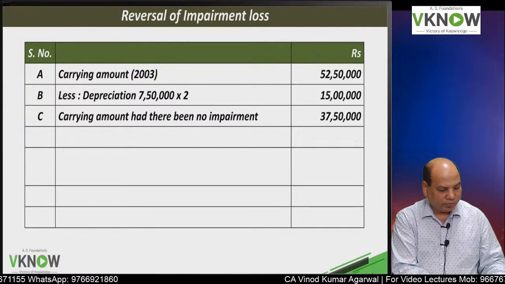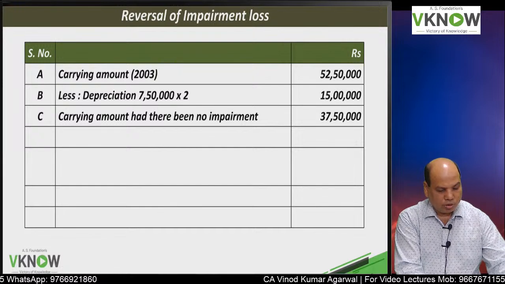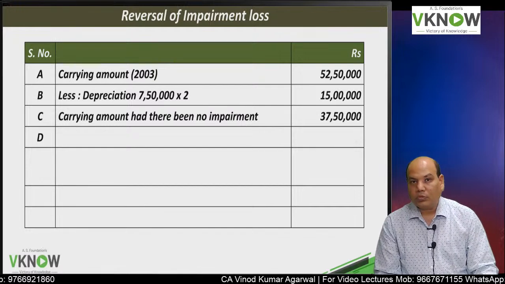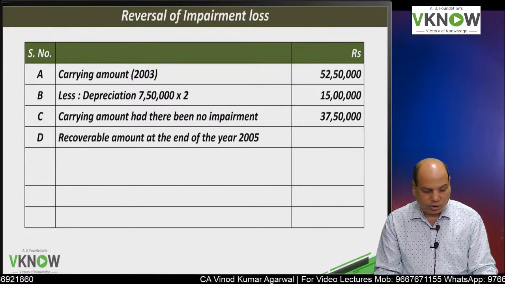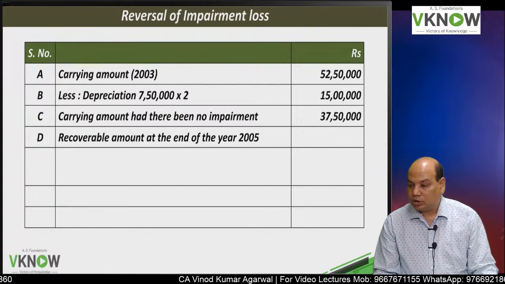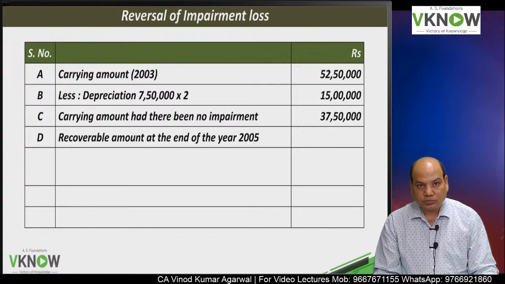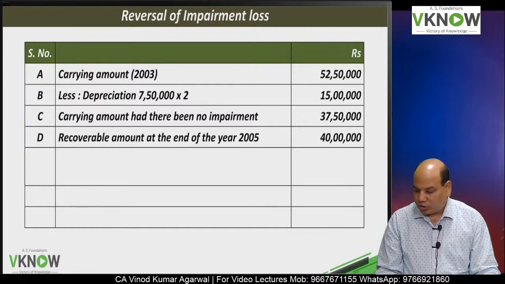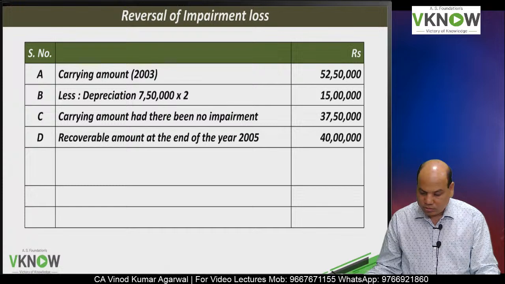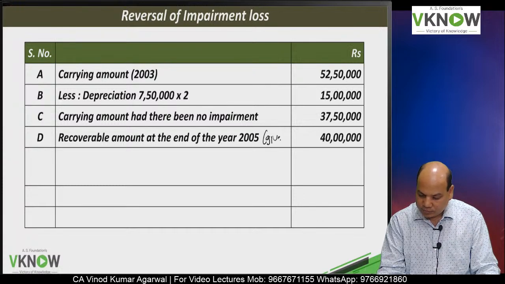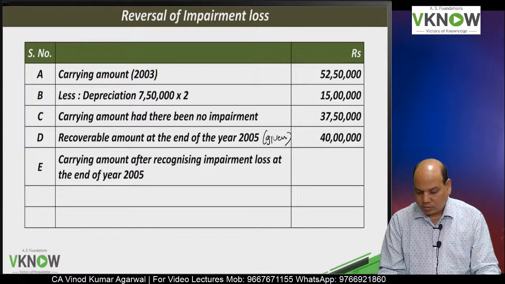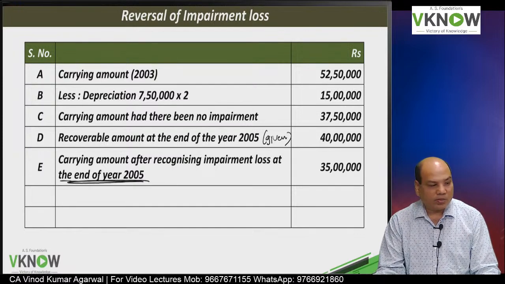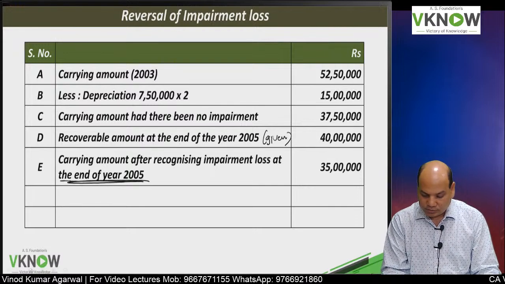So write down the notional carrying amount, that is, the carrying amount had there been no impairment: 37,50,000. Recoverable amount at the end of year 2005 is already given, write in brackets 'given': 40 lakh. And the current, actual carrying amount appearing in the books is 35 lakh.